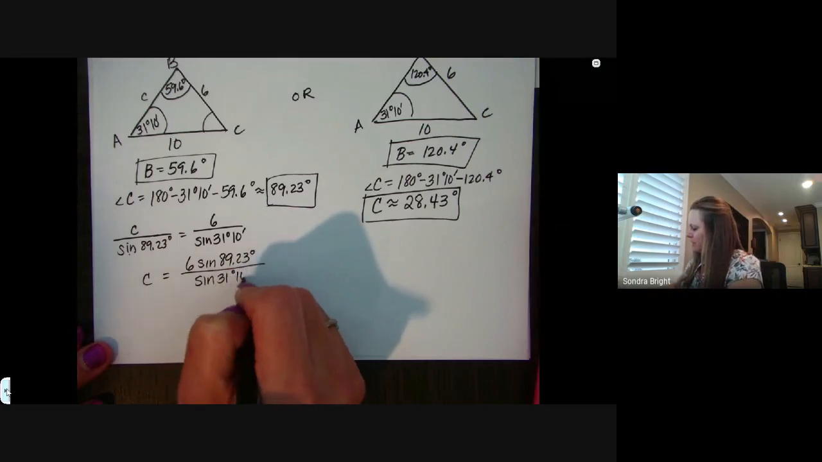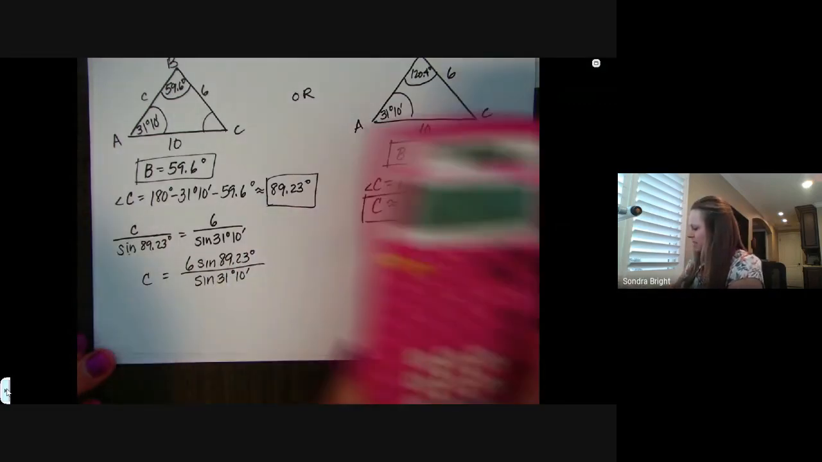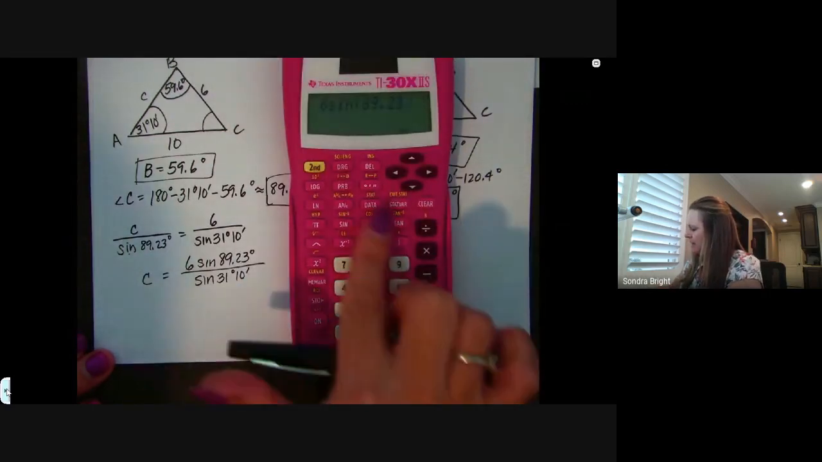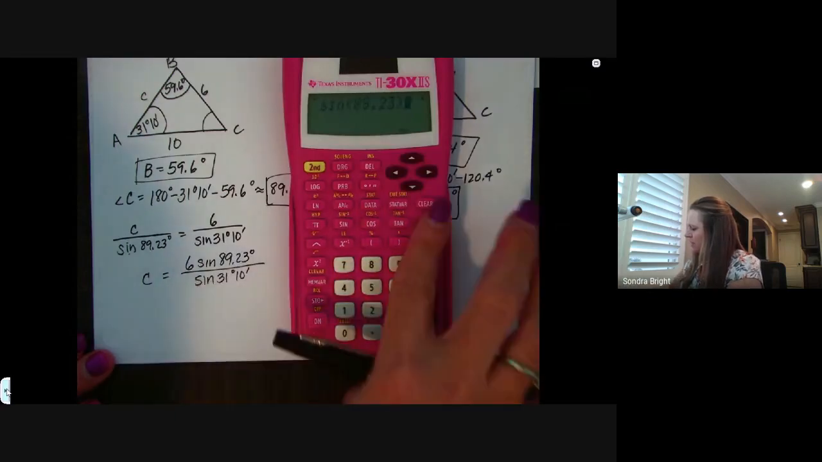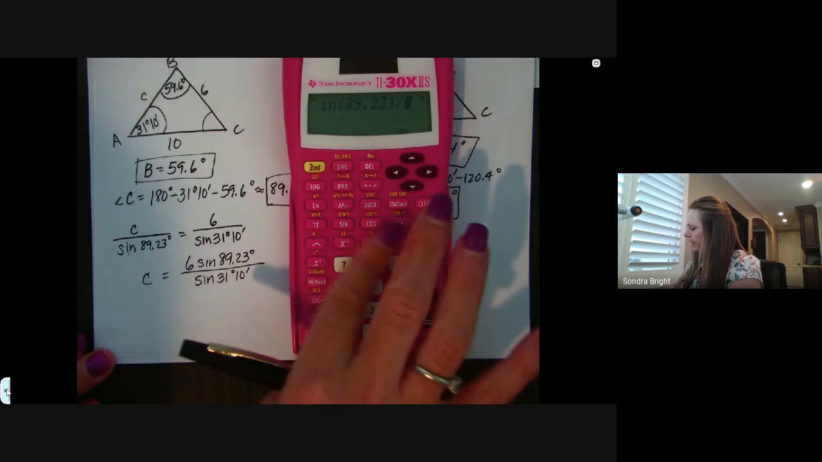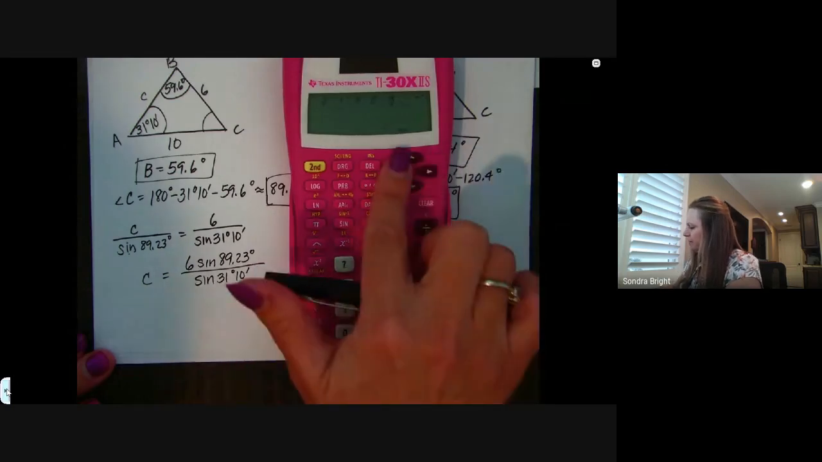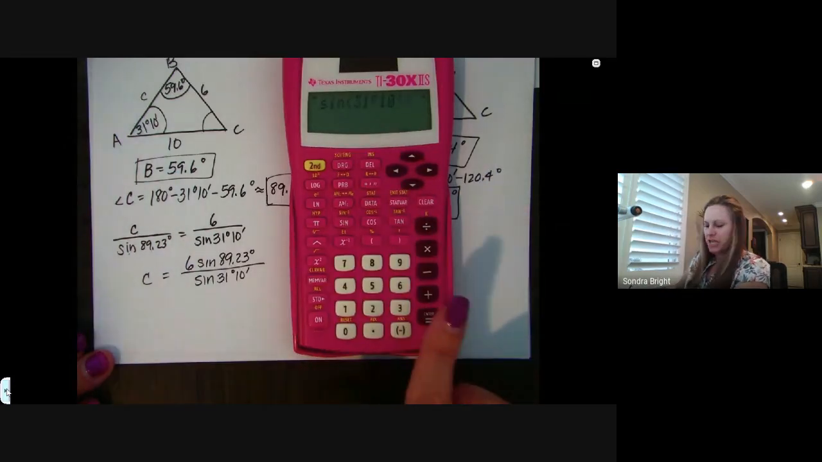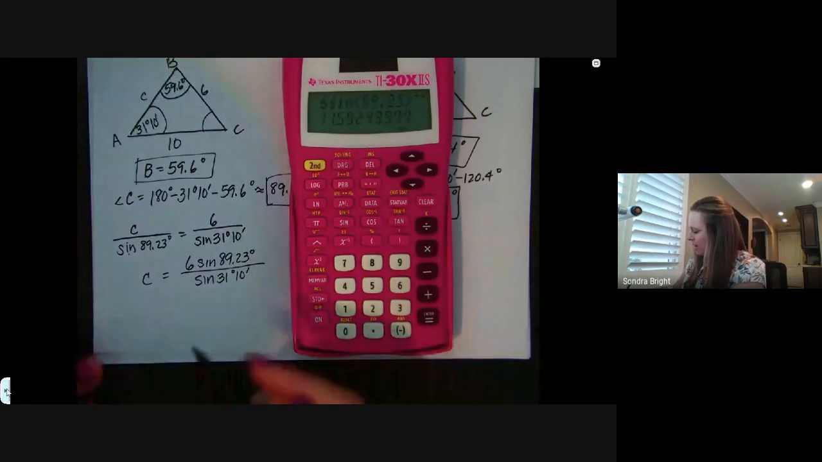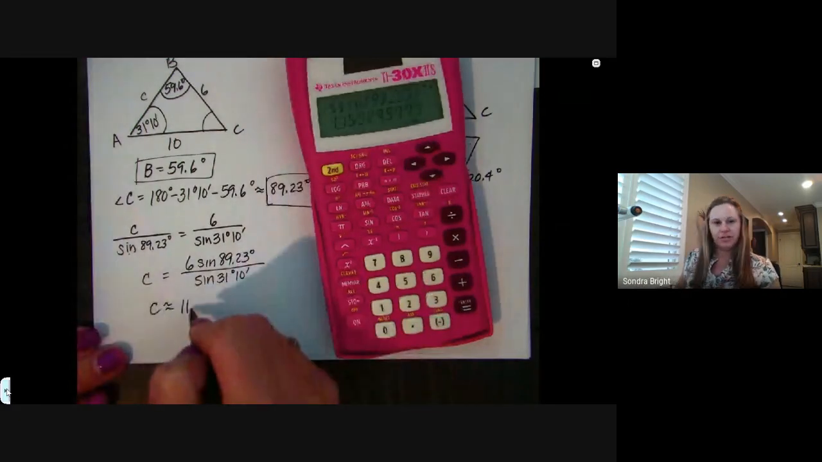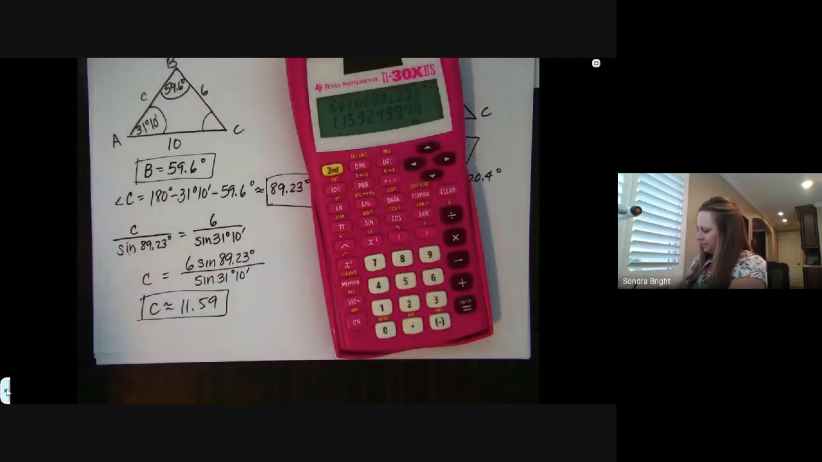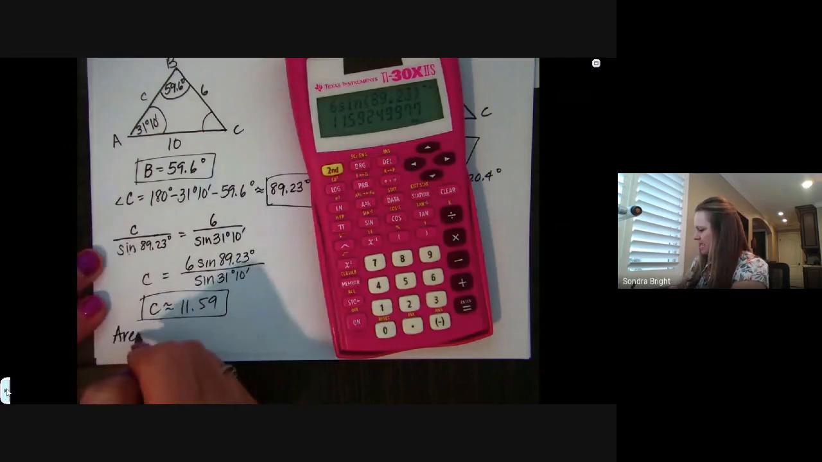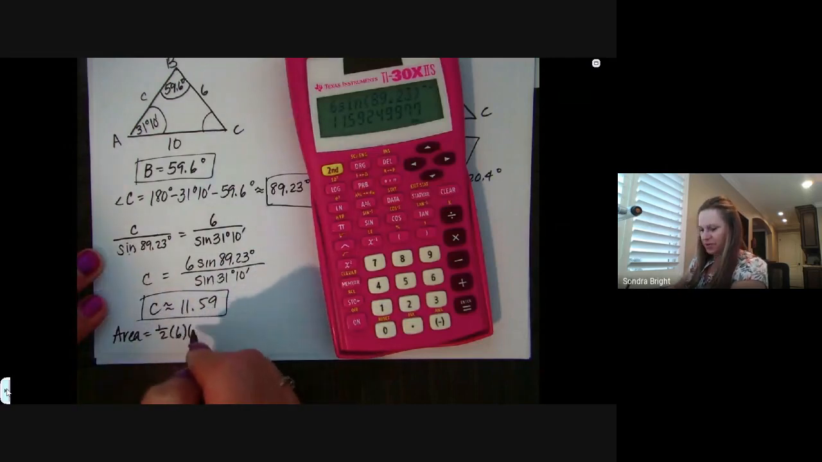And so, 6 times sine of 89.23 in parentheses, and then divided by sine of 31 degrees, 10 minutes. So annoying. Whatever. What do I get? 11.592. All right, so C is about 11.59. Good.